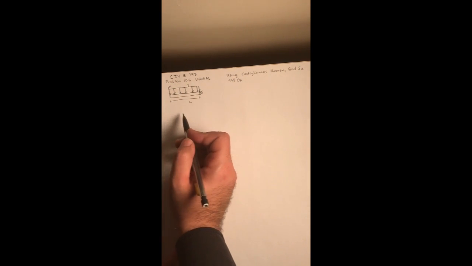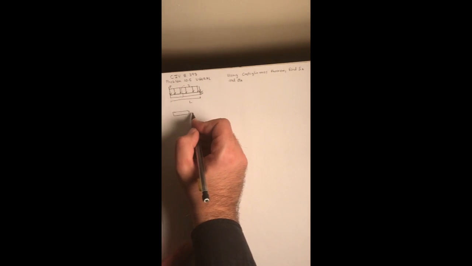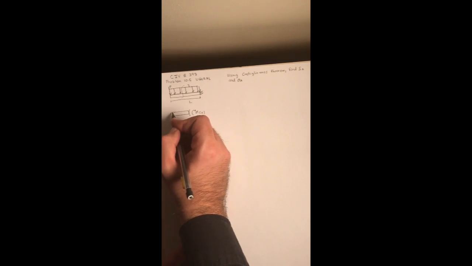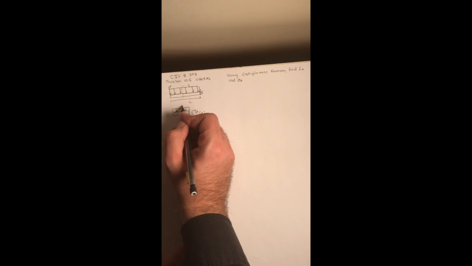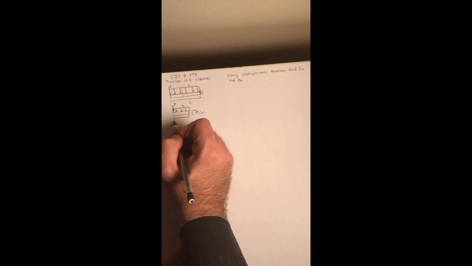So the first step will be to find the moment. So we're going to cut it. We can get this section. So we have our distributed load, we have our point load, P, and this distance is x.